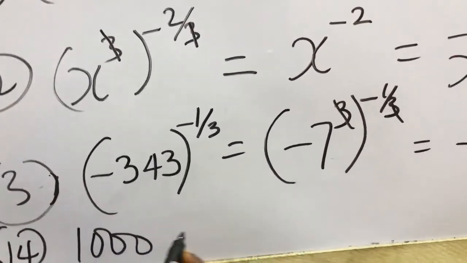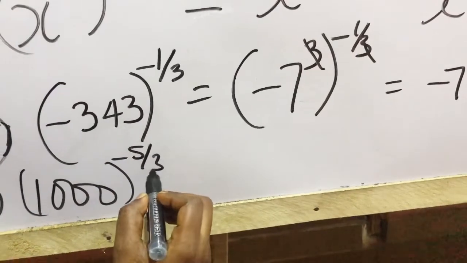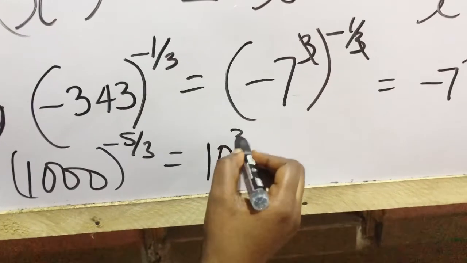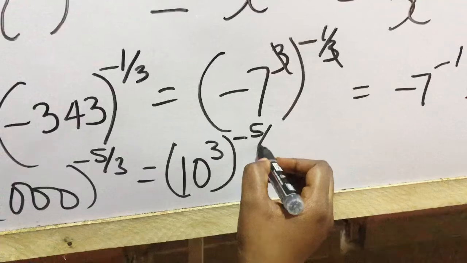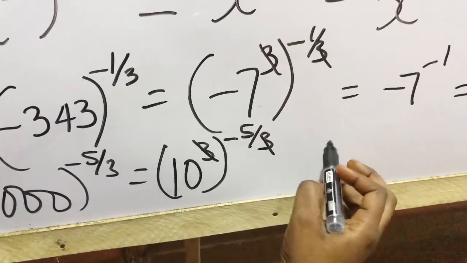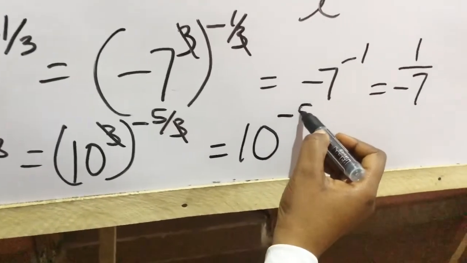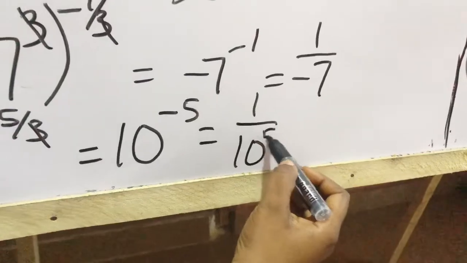1000 raised to the power of minus 5 over 3 is equal to, 1000 means 10 raised to the power of 3, so multiplied by a raised to the power of minus 5 over 3. So 3 cancels 3, and it is equal to 10 raised to the power of negative 5. And that is 1 over 10 raised to the power of 5. So that is about that.